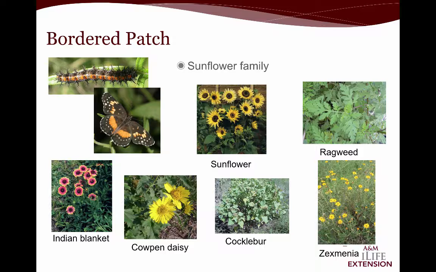We have bordered patch. You'll notice the caterpillar on the top left there looks kind of spiny, perhaps again a little bit dangerous to handle. And you can see the butterfly there in the pane just to the bottom right of it. And the immatures feed on the sunflower family. So sunflower, also ragweed, cocklebur, cowpen daisy, and Indian blanket.